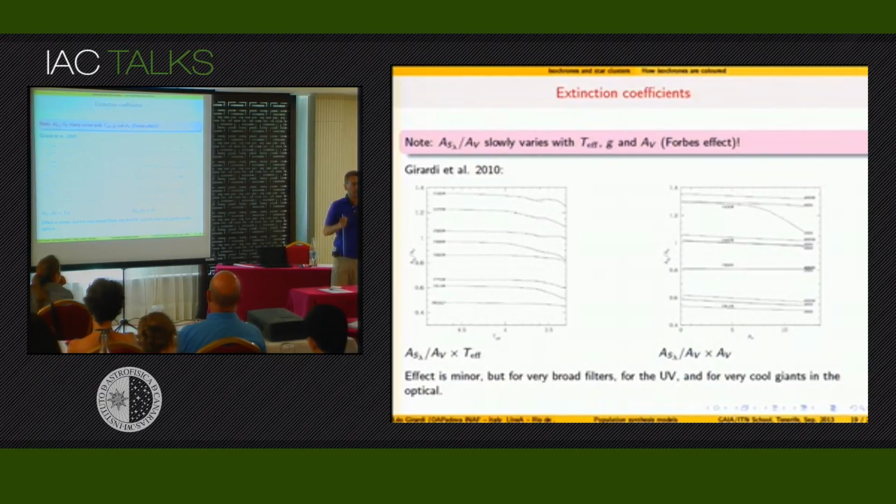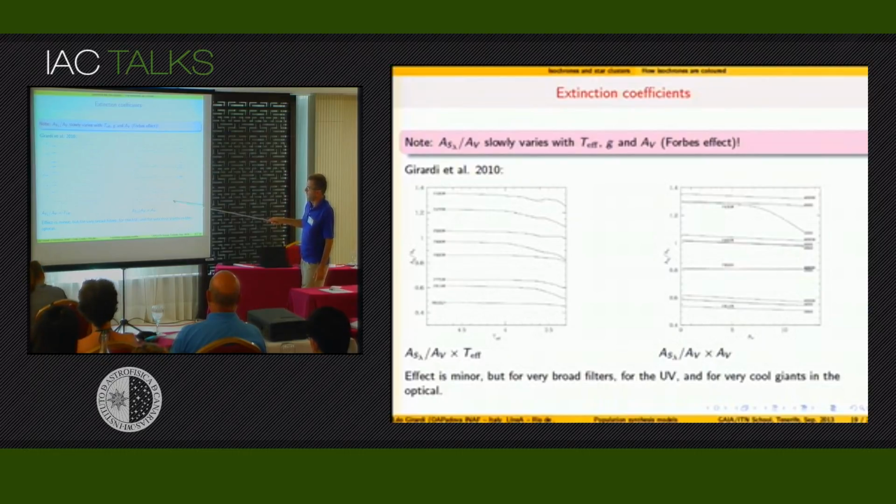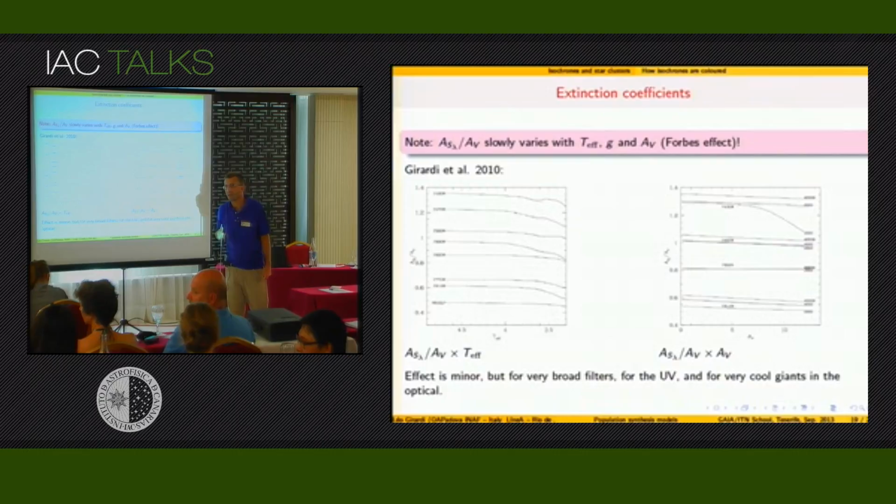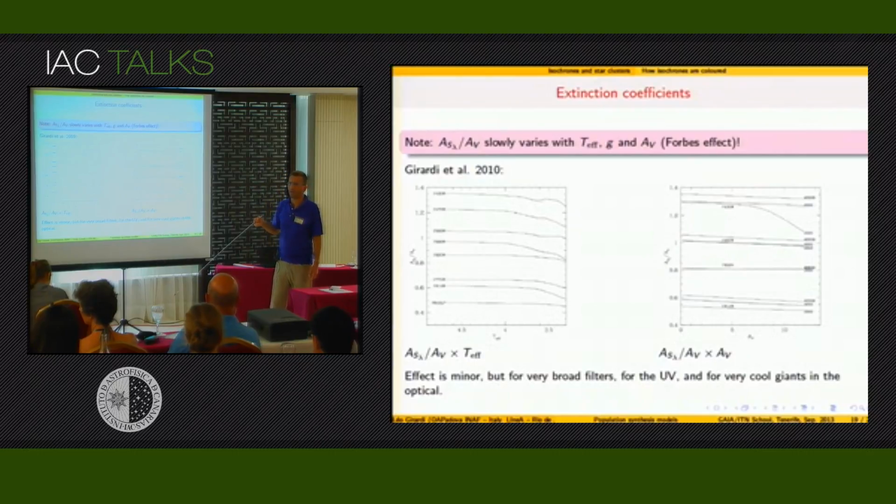This effect is called Orb's effect, or heterochromatic extinction. It's caused simply by the fact that with different spectra, you are weighting different parts of the extinction curve in a different way. Also, we can show quite easily that the extinction coefficient divided by AV does not only depend on temperature, but also depends on how strong the extinction is.